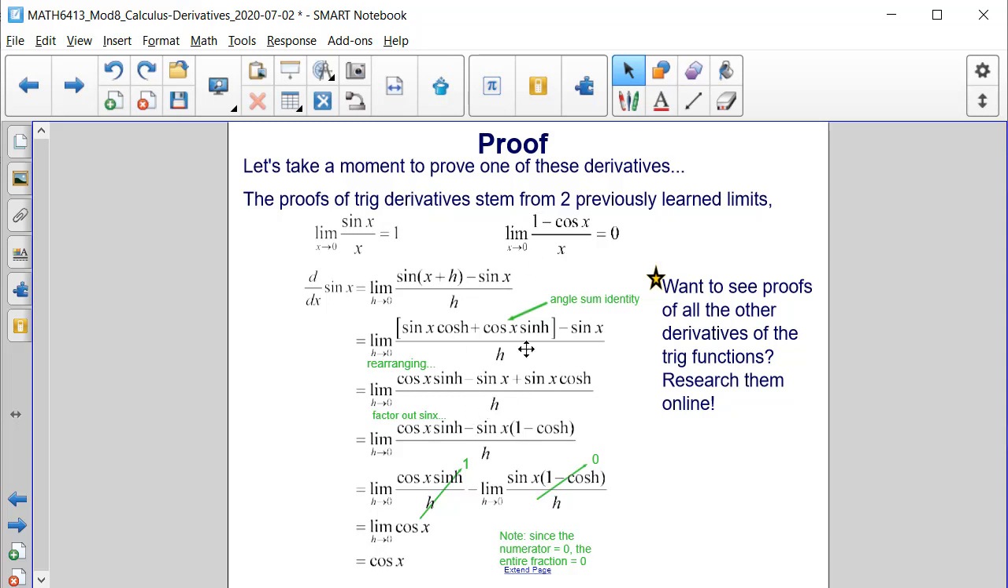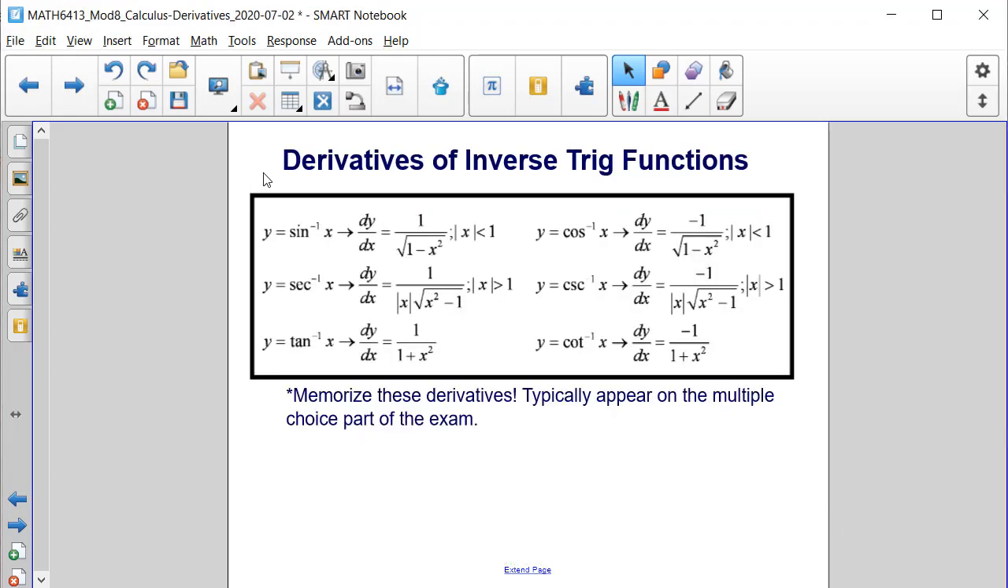And this slide basically proves exactly what we just proved, that the derivative with respect to x of sine of x does indeed equal cosine of x. If you would like to see proofs of all of the other trig derivatives, you can find them by researching them online. Similar to derivatives of trigonometric functions, the inverse trigonometric functions also have derivatives.